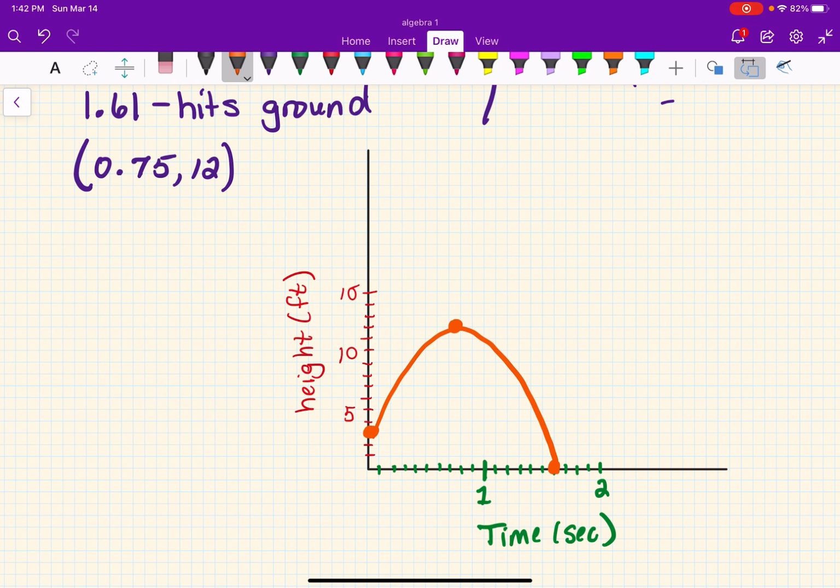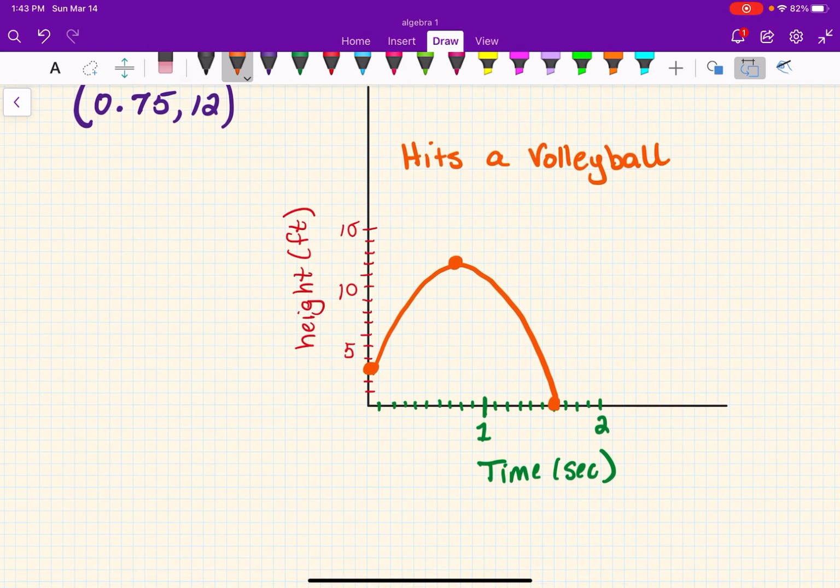Okay, and then you need to label this so someone doesn't have to read the problem. So someone hit a volleyball at an initial height of 3 feet. It took about 0.75 seconds and it reached 12 feet total. And then it came back down and it hit the ground at 1.6 seconds. I can see all of that just by this graph. So your graph needs to be good enough that I can tell everything from the problem just by looking at your graph. This is going to take some practice. So try a couple of these and see what you can do.